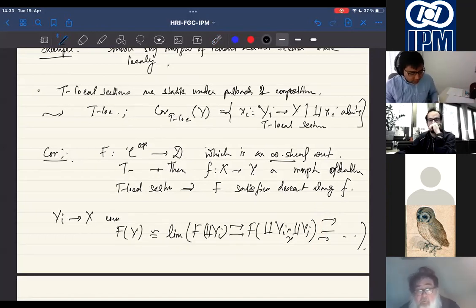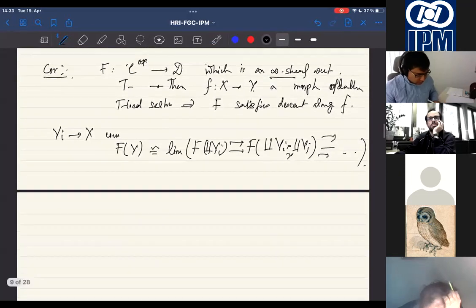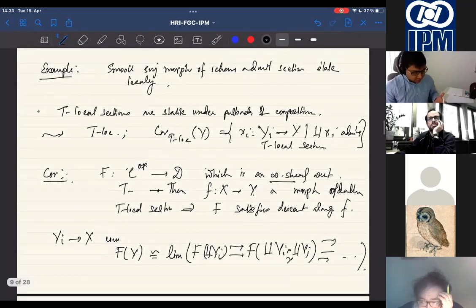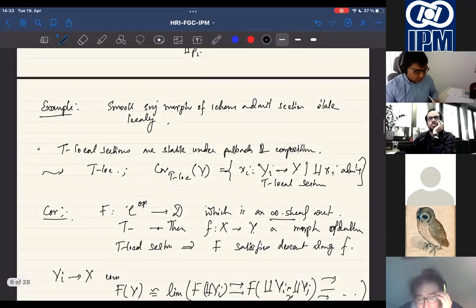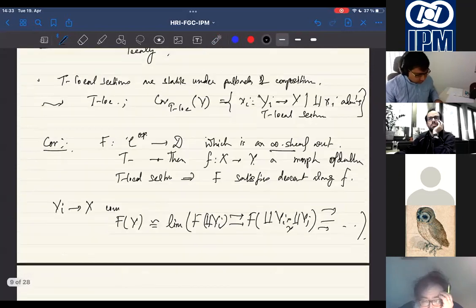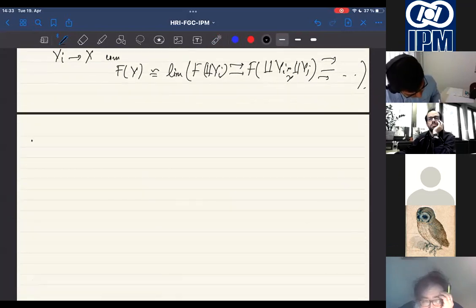That means that if it has descent along morphisms which are in my topology τ, it also has descent along morphisms in my topology τ-log. So they're kind of the same. I'm not going to explain the proof of this, but this is an interesting thing about this topology.